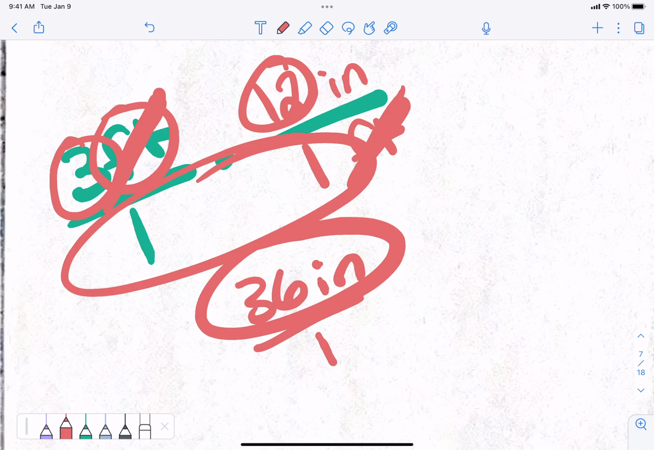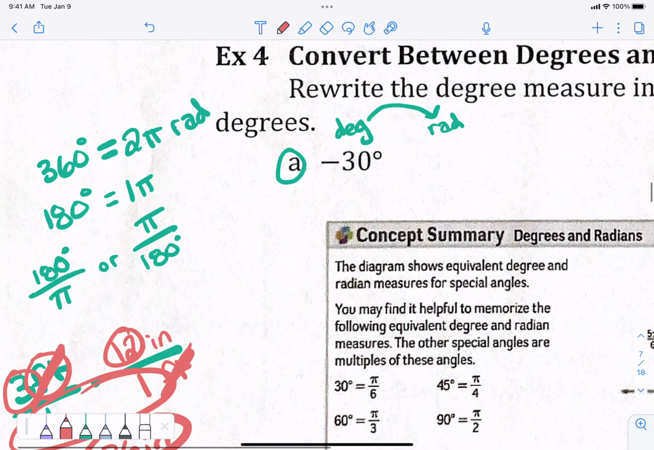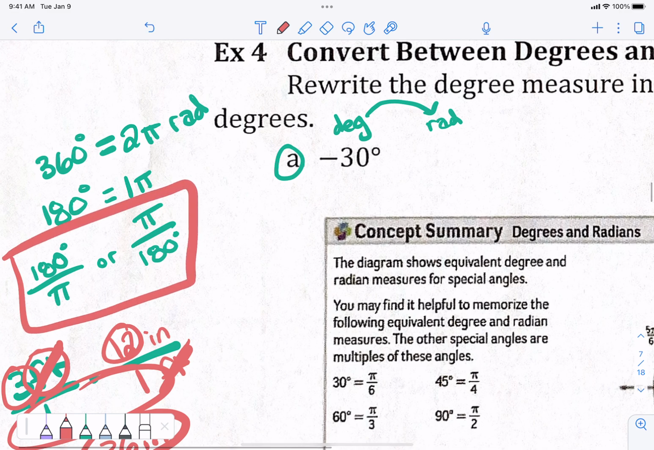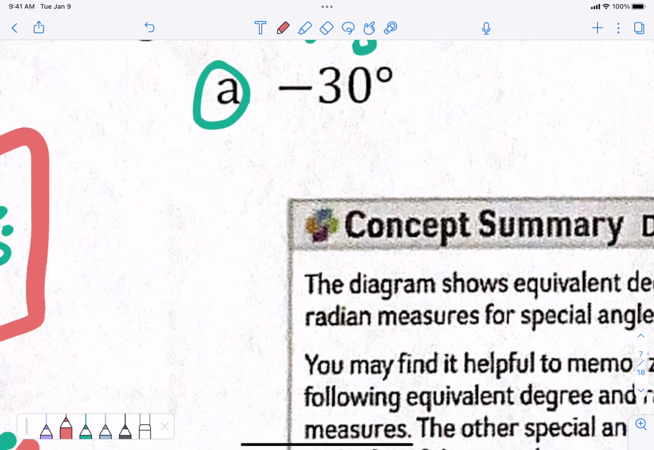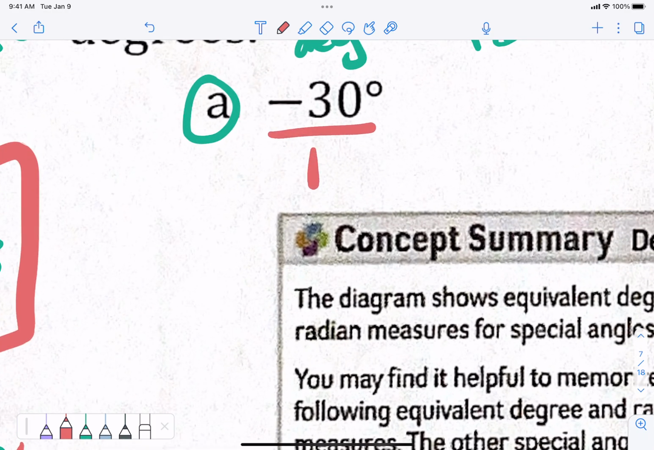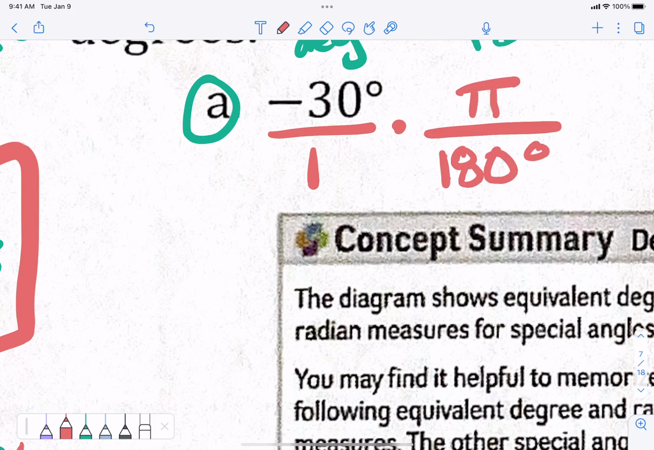Okay? Now, when we're converting from degrees to radians and radians to degrees, we are using one of these conversions, either 180 over pi or pi over 180. So we have to make a decision. I'm going to start with A, and I'm going to put it over 1 to make it into a fraction. What units do I have on top? That's a degree. So if I have degrees on top, I want to have degrees on bottom, right? So that they cancel. So I'm going to use pi over 180 so that the degrees on the top can cancel with the degrees on the bottom. Does that make sense?